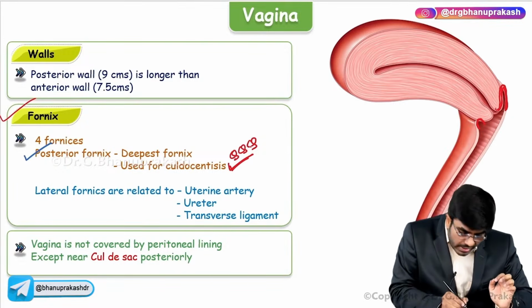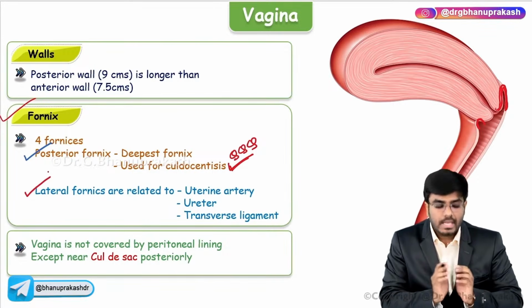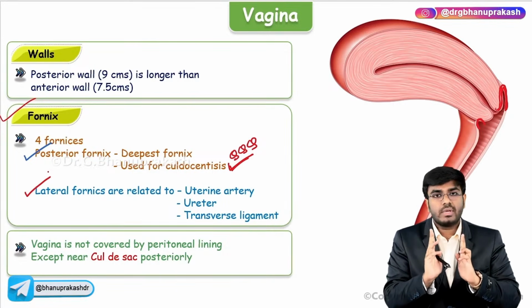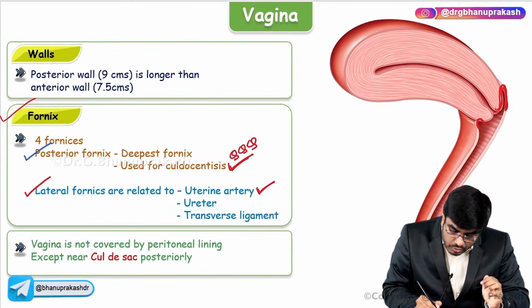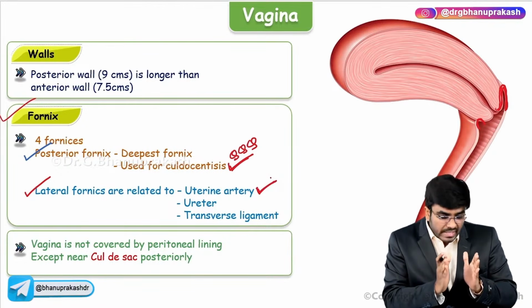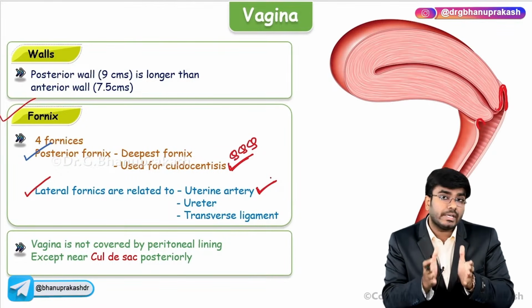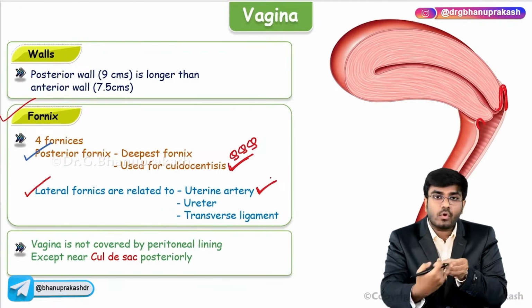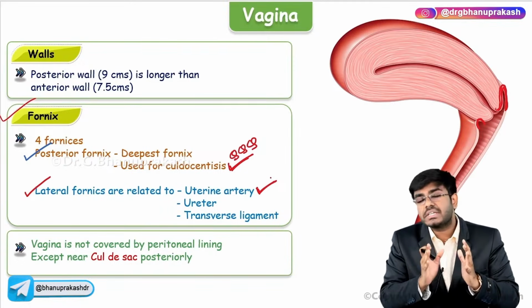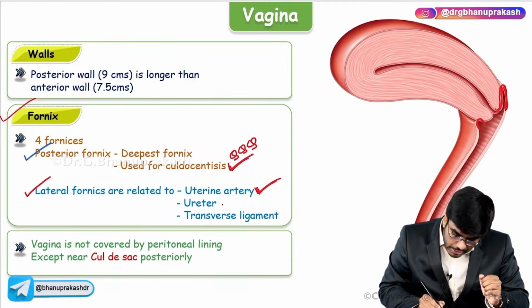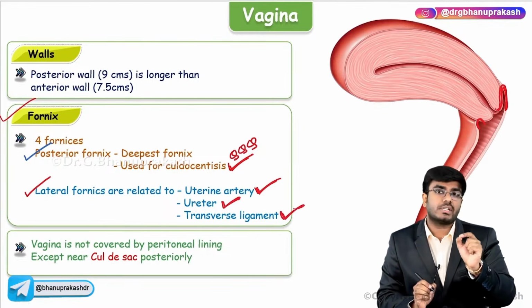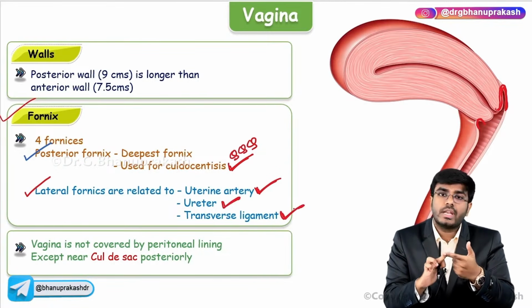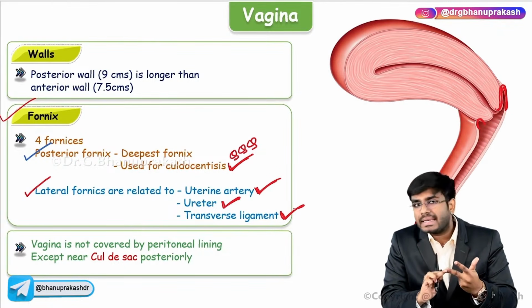Well and good. Now let's talk about some important points about the lateral fornices. In the lateral parts, you can feel even the pulsations of the uterine artery, especially during pregnancy. So which structures are present close to the lateral fornices? The uterine artery, the ureter and the transverse cervical ligament, also known as the cardinal ligament. Very important. The lateral fornices are related to which structures? Ureter, true. Uterine artery, true. And transverse or cardinal ligament, true.